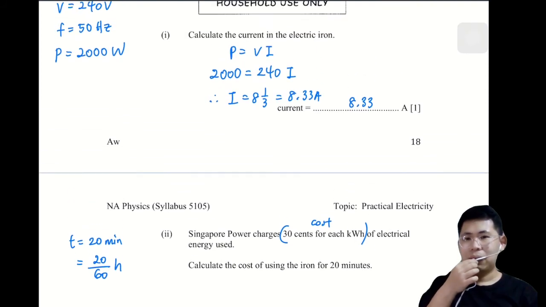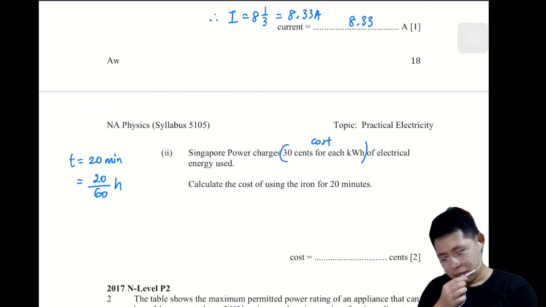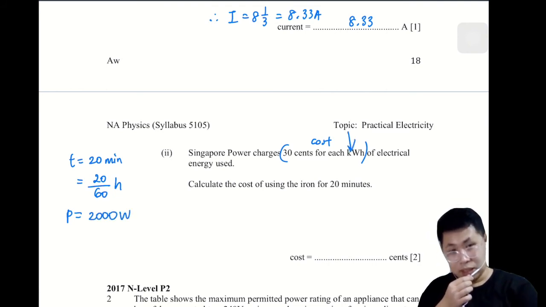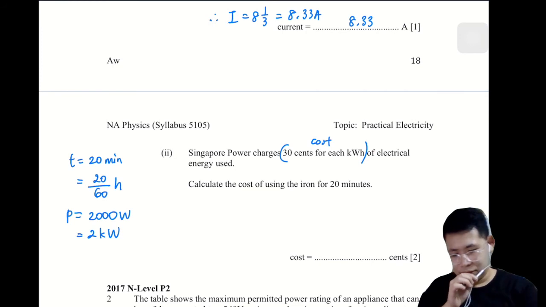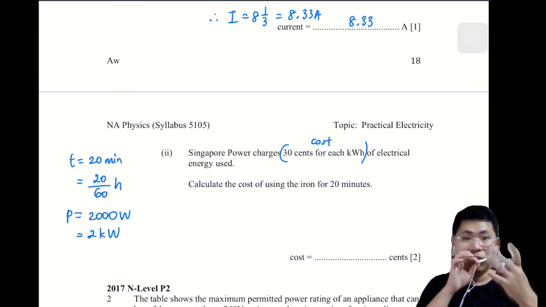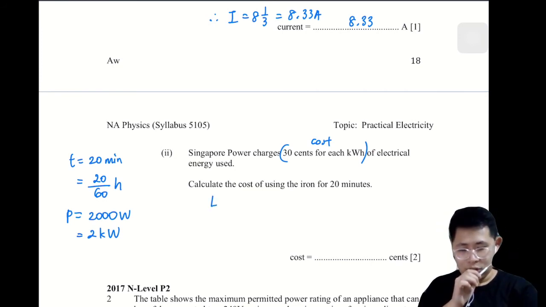Then what about the power? Power is 2000 watts. So let's change this to kilowatts. 2000 watts is literally 2 kilowatts. Anything else? So far we don't have. In order to find the cost, we need to find the energy used. So energy equals power times time.